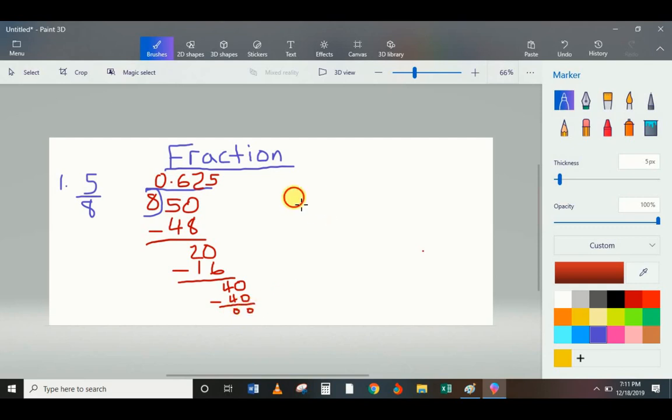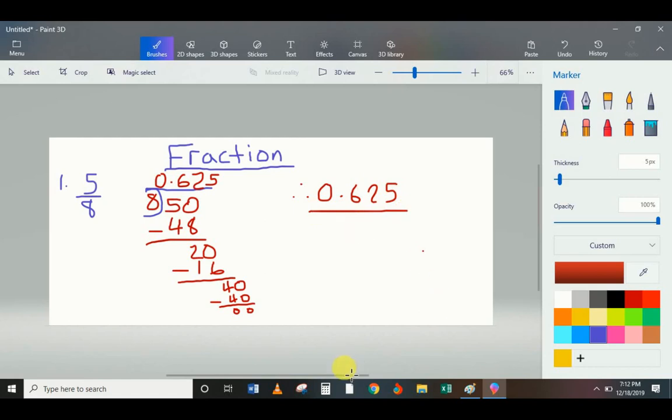Therefore, 5/8 can be written as 0.625 as a decimal. So this is the answer.